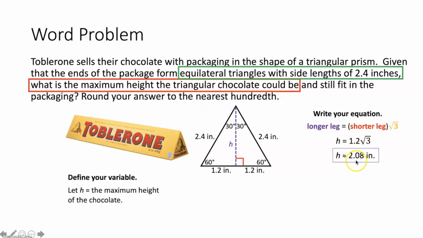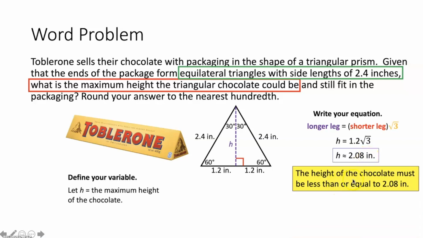And when we do and round to the nearest hundredth, we get H is approximately equal to 2.08 inches, meaning that the height of the chocolate must be less than or equal to 2.08 inches because that's the height of the packaging. And if the height of the chocolate is any taller, it won't fit into the packaging.